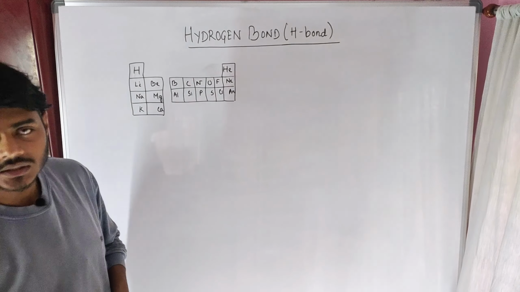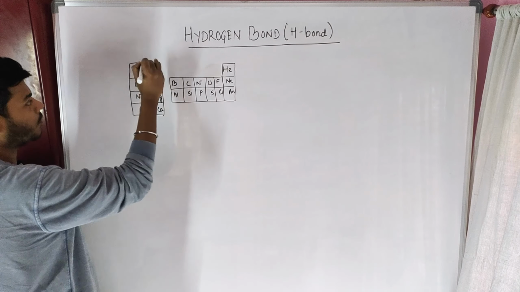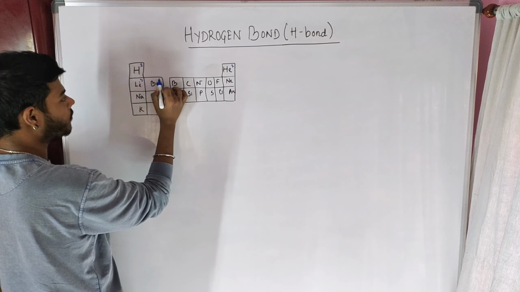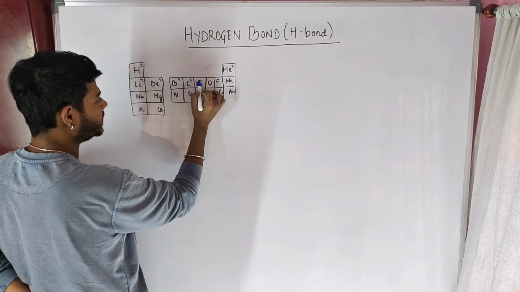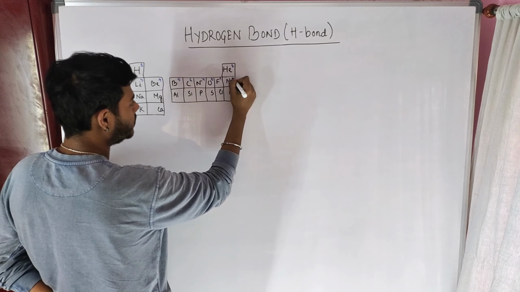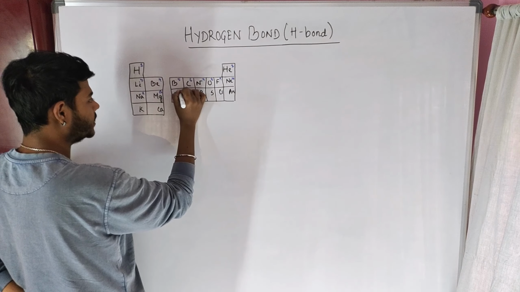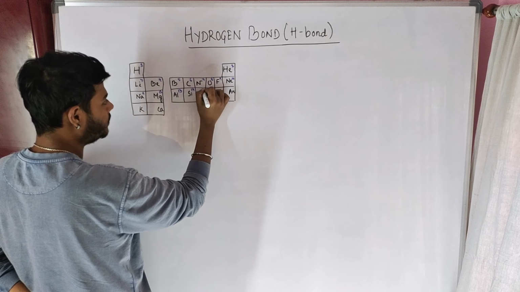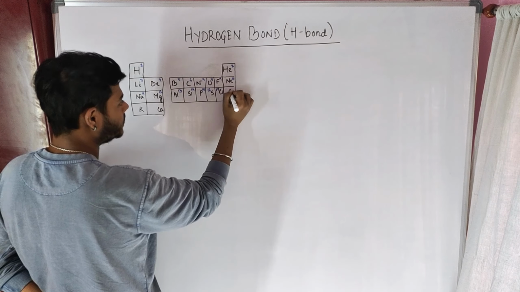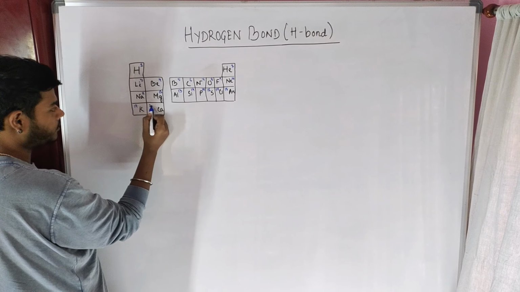So these are the first 20 elements. Now let us put the atomic numbers. It starts with hydrogen, which has an atomic number 1, helium 2, lithium 3, beryllium 4, boron 5, carbon 6, nitrogen 7, oxygen 8, fluorine 9, neon 10, sodium 11, magnesium 12, aluminium 13, silicon 14, phosphorus 15, sulfur 16, chlorine 17, argon 18, potassium 19, and calcium 20.